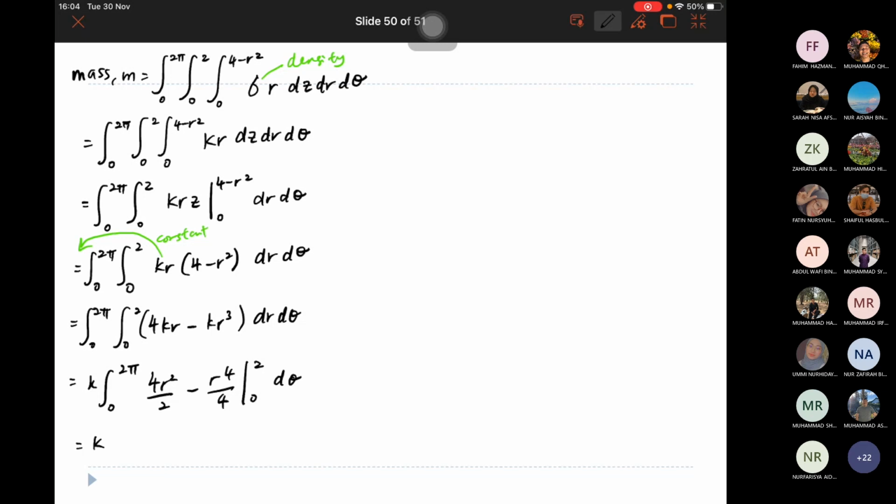K integrate 0 sampai 2 pi. 2 kali 2, 4 kali 2, 8. Tolak 2 kali 2, 4 kali 2, 8 kali 2, 16 bahagi 4, 4. Okay, d theta. So you will get this one akan sama dengan 4 theta K, 0 sampai 2 pi. So dapatlah dia punya mass M akan sama dengan 8 pi K. Itu adalah dia punya mass.